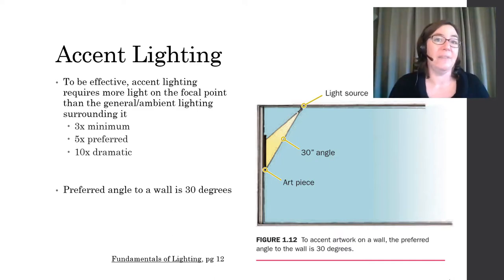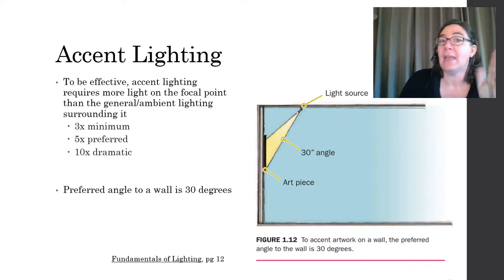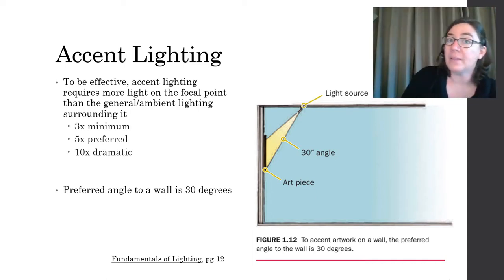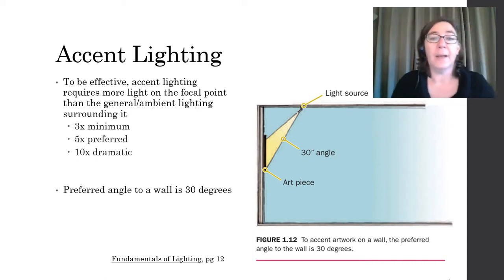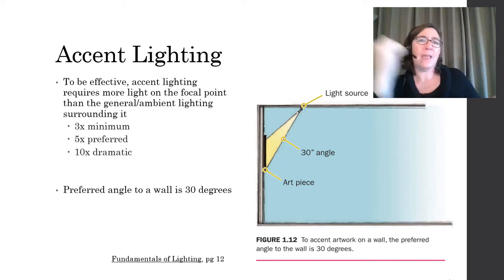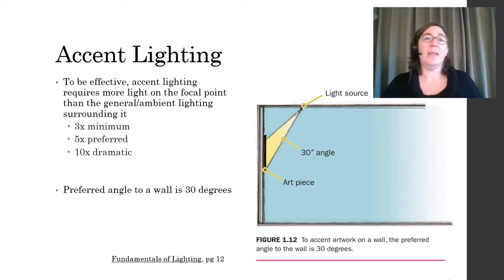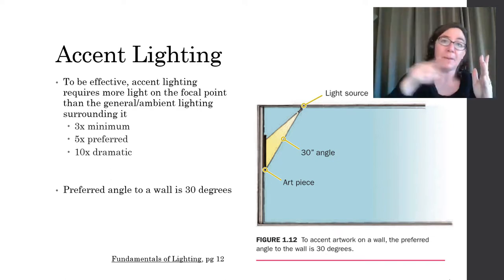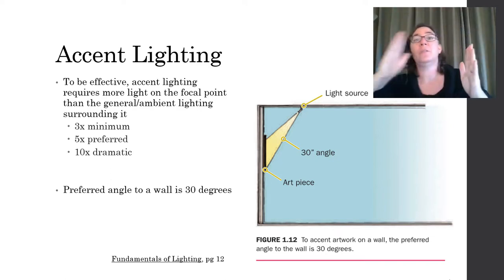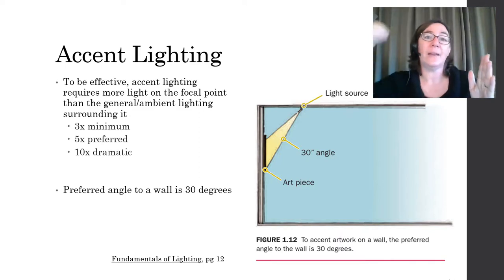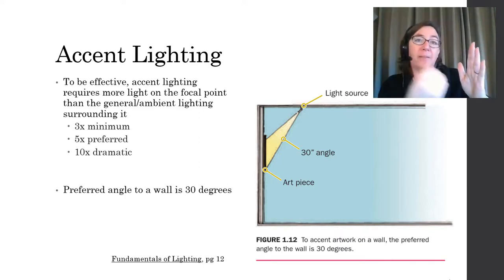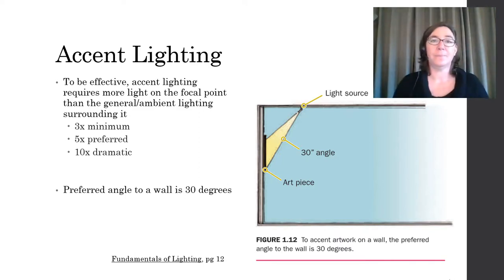10 times the light level is going to be a dramatic effect. And finally, here's another rule of thumb: if you've got a vertical item, something on a wall, a piece of art on a wall, it's preferred that the angle of the light hits it at just about 30 degrees. This little bit of geometry will help you space your accent lighting away from the wall to get that correct angle.